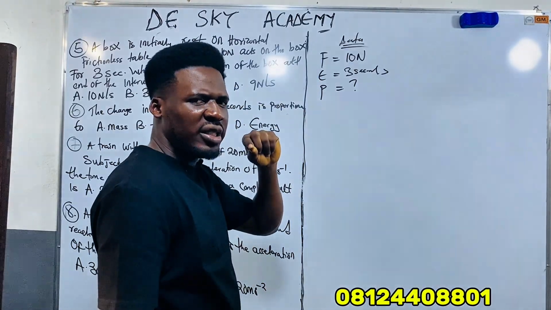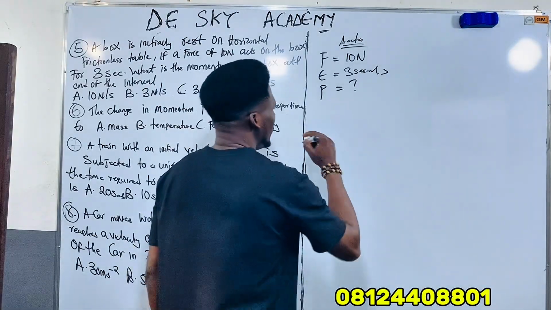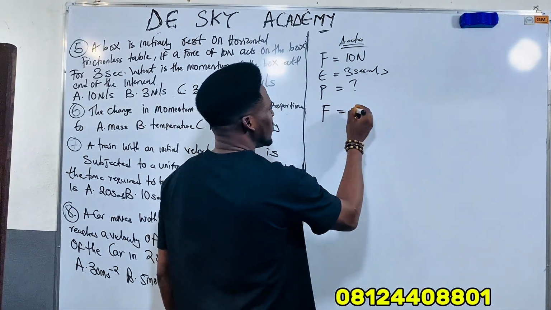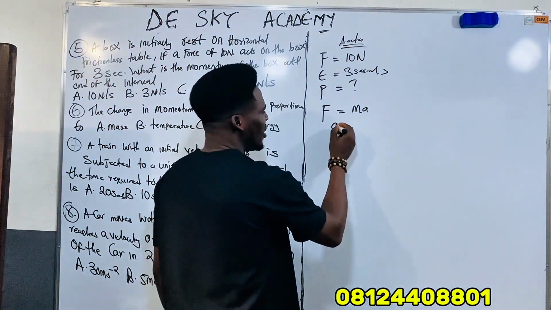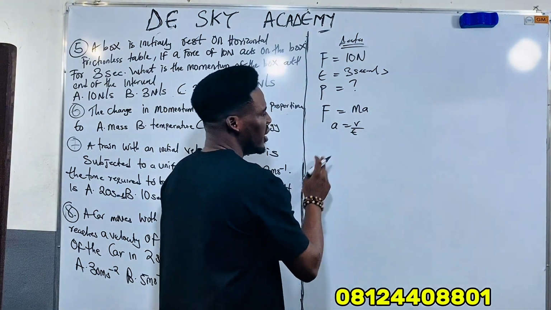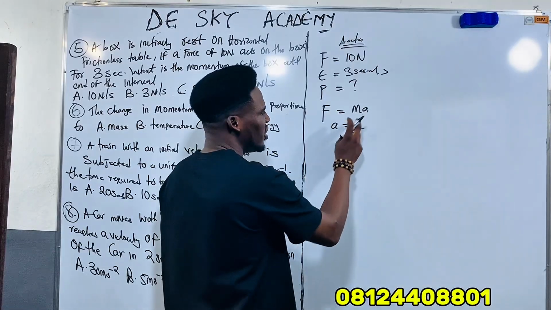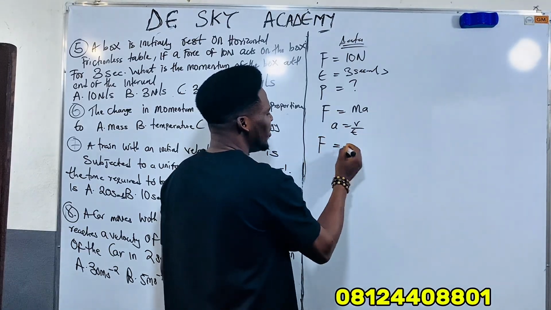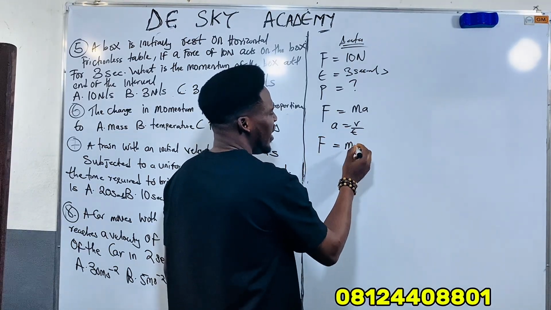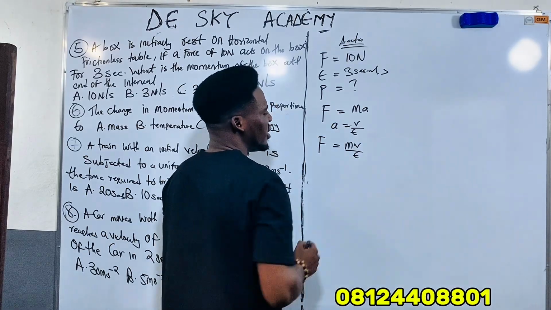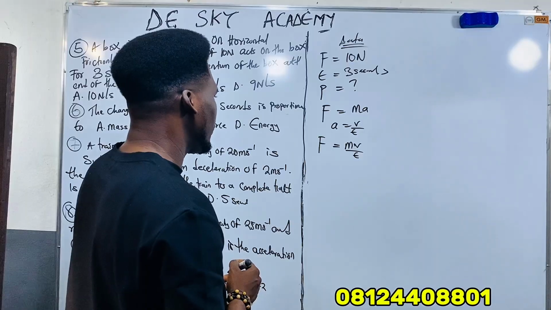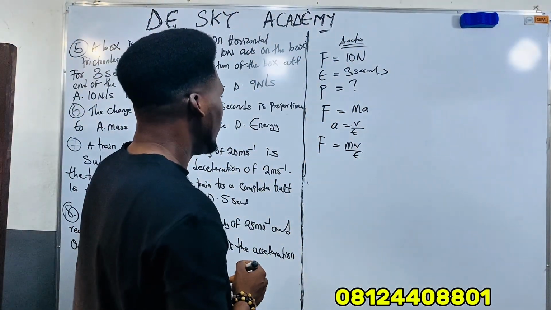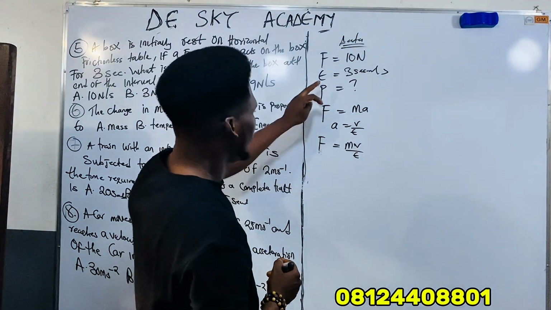So the first question you ask yourself: what can relate force, time, and momentum together? Can you still remember the second law of Newton? You know the second law of Newton, you have that F is equal to mass times acceleration. And you know that acceleration is velocity over time. That means any place I see acceleration, I'll put it as velocity over time. I'll have it that force will now be m velocity all over time.